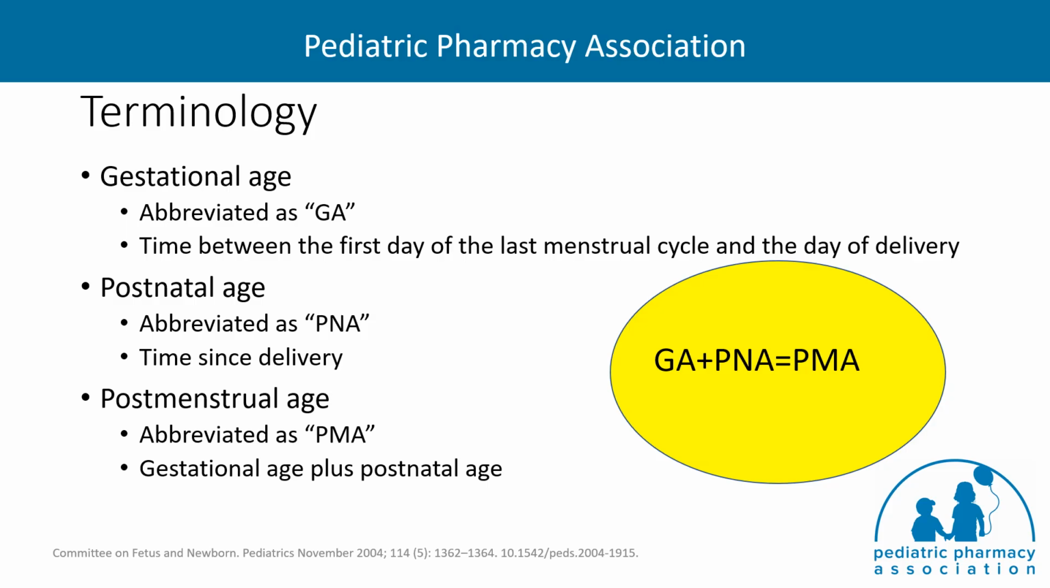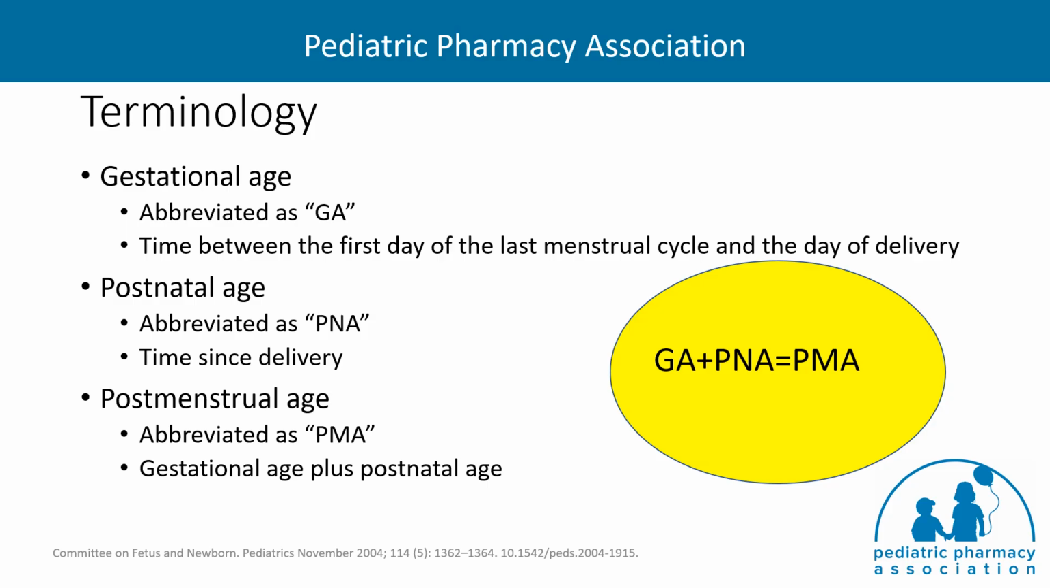Dosing of medications within the neonatal intensive care unit are often based on either weight or age. While there are advantages to either strategy, this review will focus on the use of age-based dosing terminology and describe how to use this. When utilizing age-based dosing, the first terminology that one must be familiar with is gestational age. Gestational age, often abbreviated as GA, is the time between the first day of the last menstrual cycle and the day of delivery. Postnatal age, abbreviated as PNA, is the age of the patient since delivery.